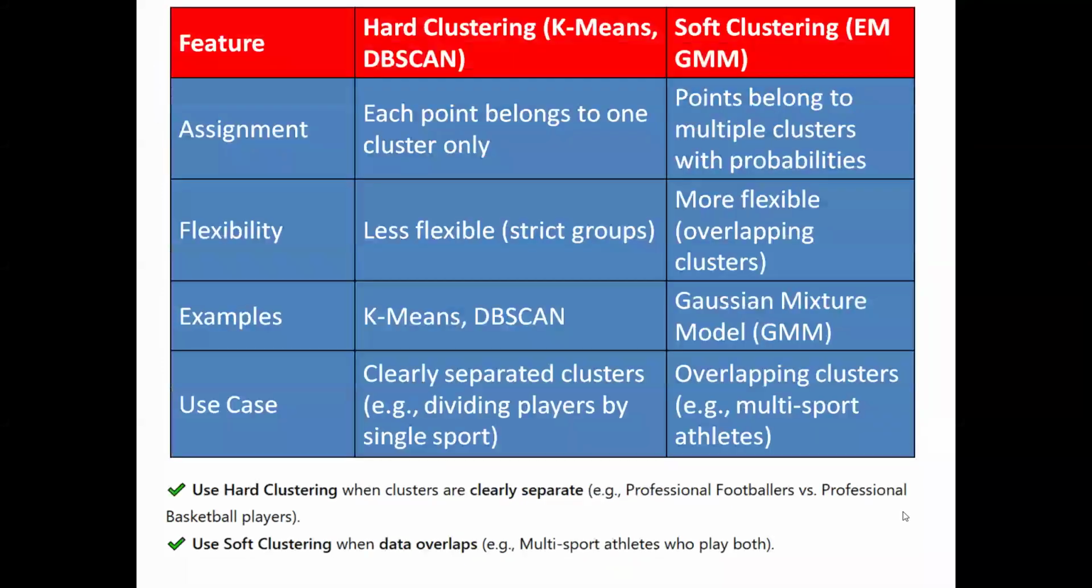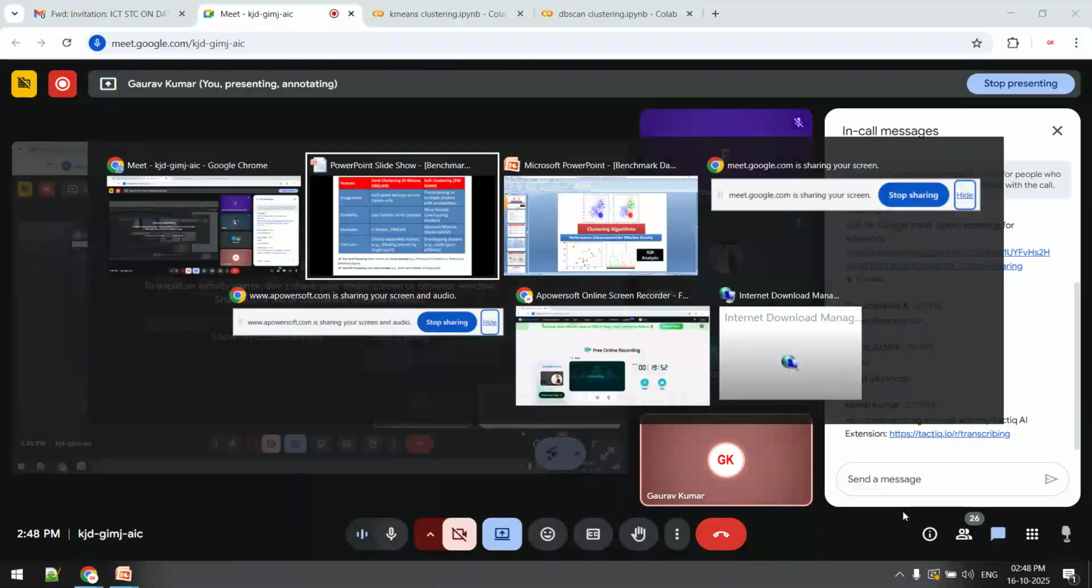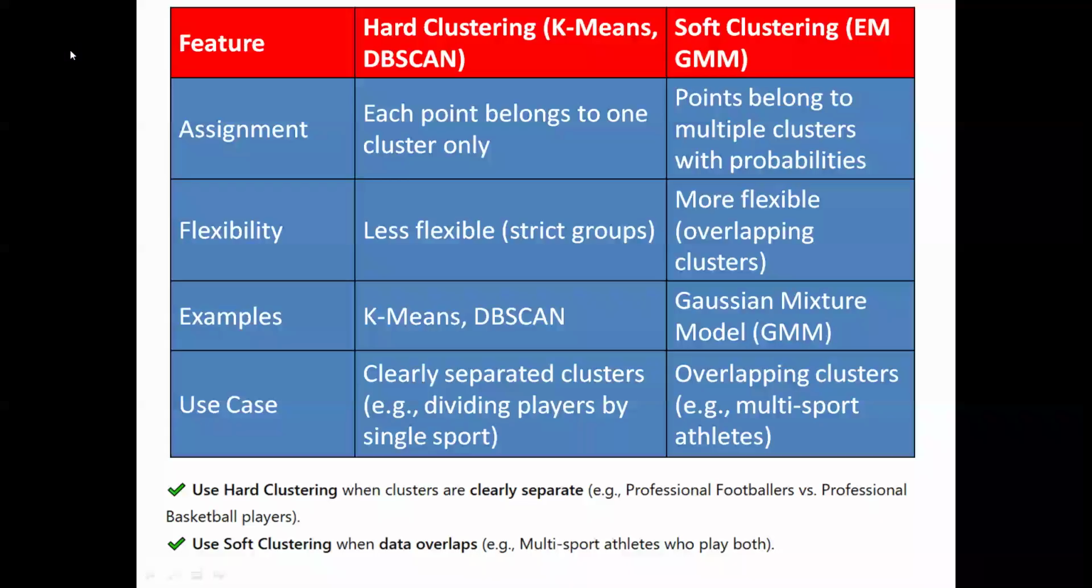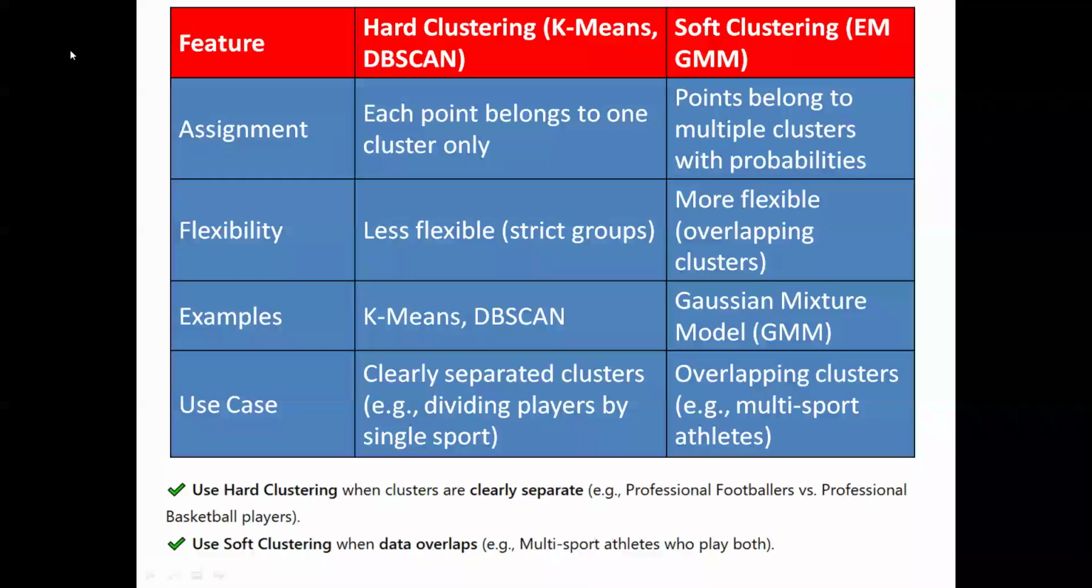Is it visible and clear to all participants? Kindly confirm. Up to now, whatever we are discussing, is it visible and clear to all of you? In the chat window, kindly confirm. Yes, sir.